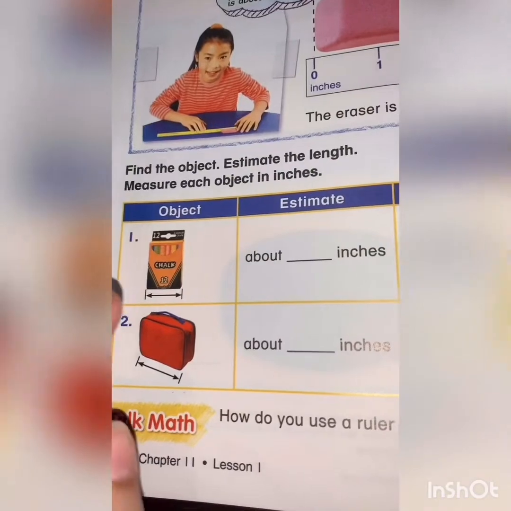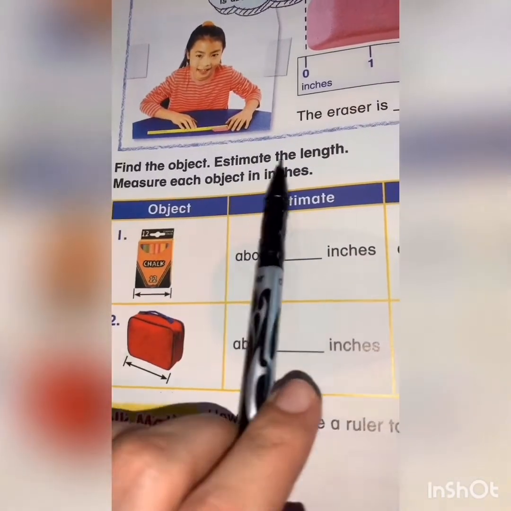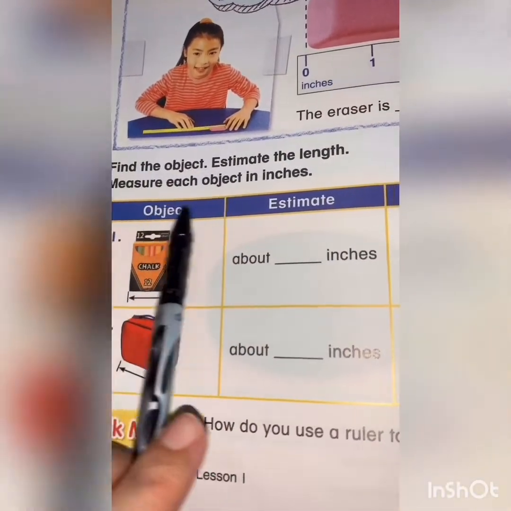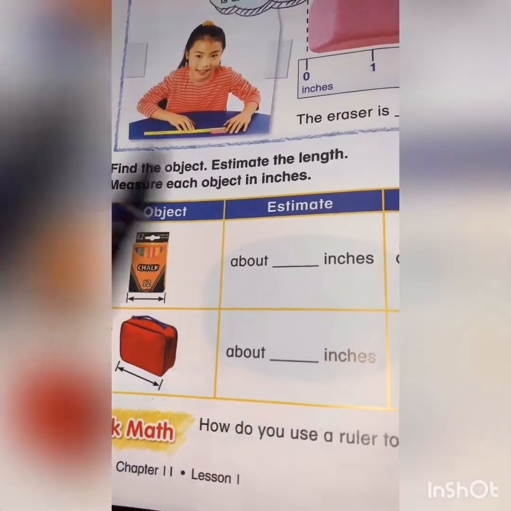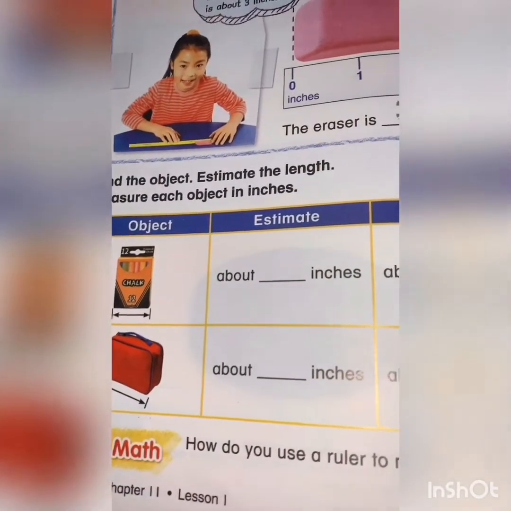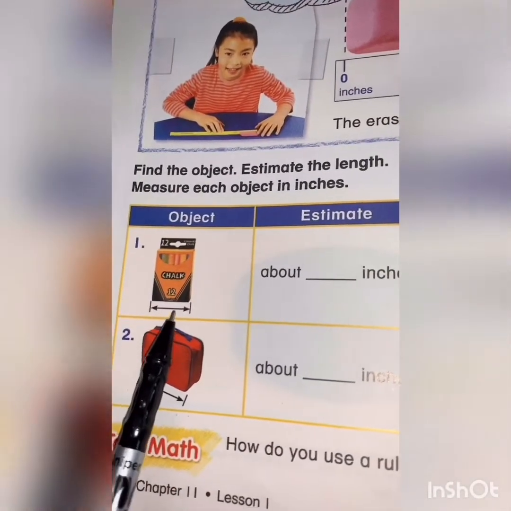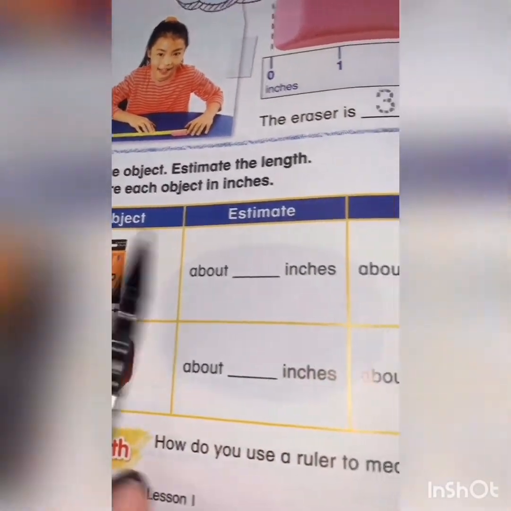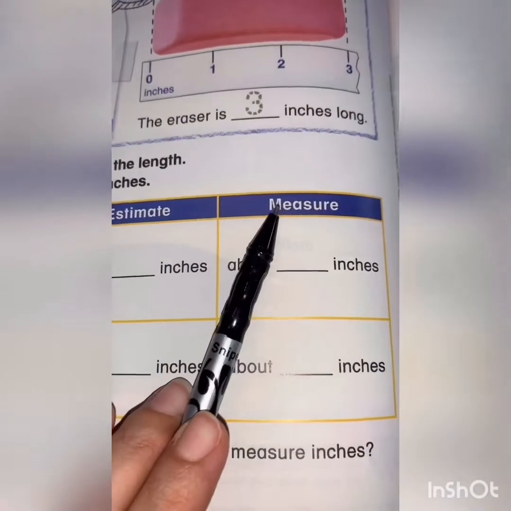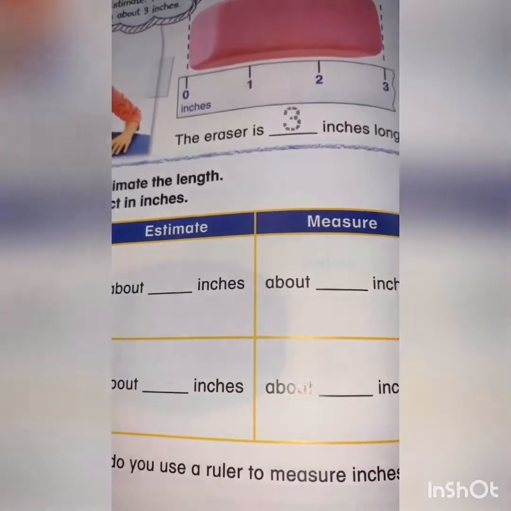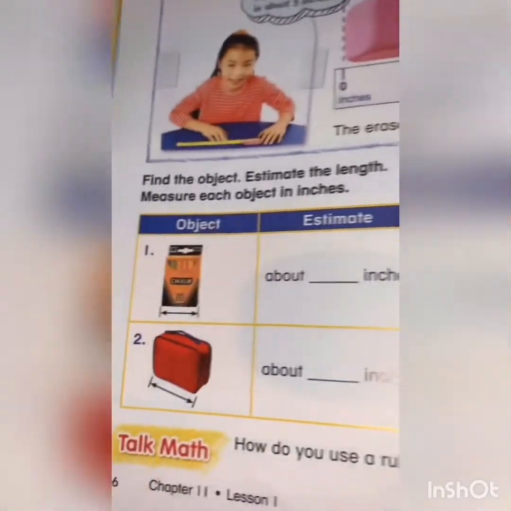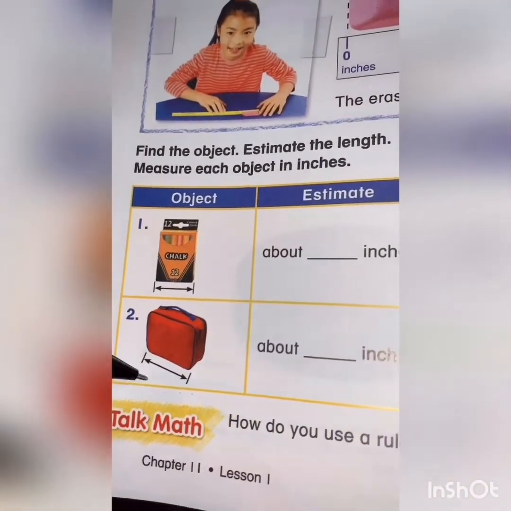Here we need to find the object, estimate the length, and measure each object. Here he brought you some objects and he wants you first to try to estimate, which is try to guess. You can say, I think it's nearly 1 inch. And after that, you can use your ruler to know exactly how many inches by measuring. So here estimation, here measuring. So here you have this object, this object.